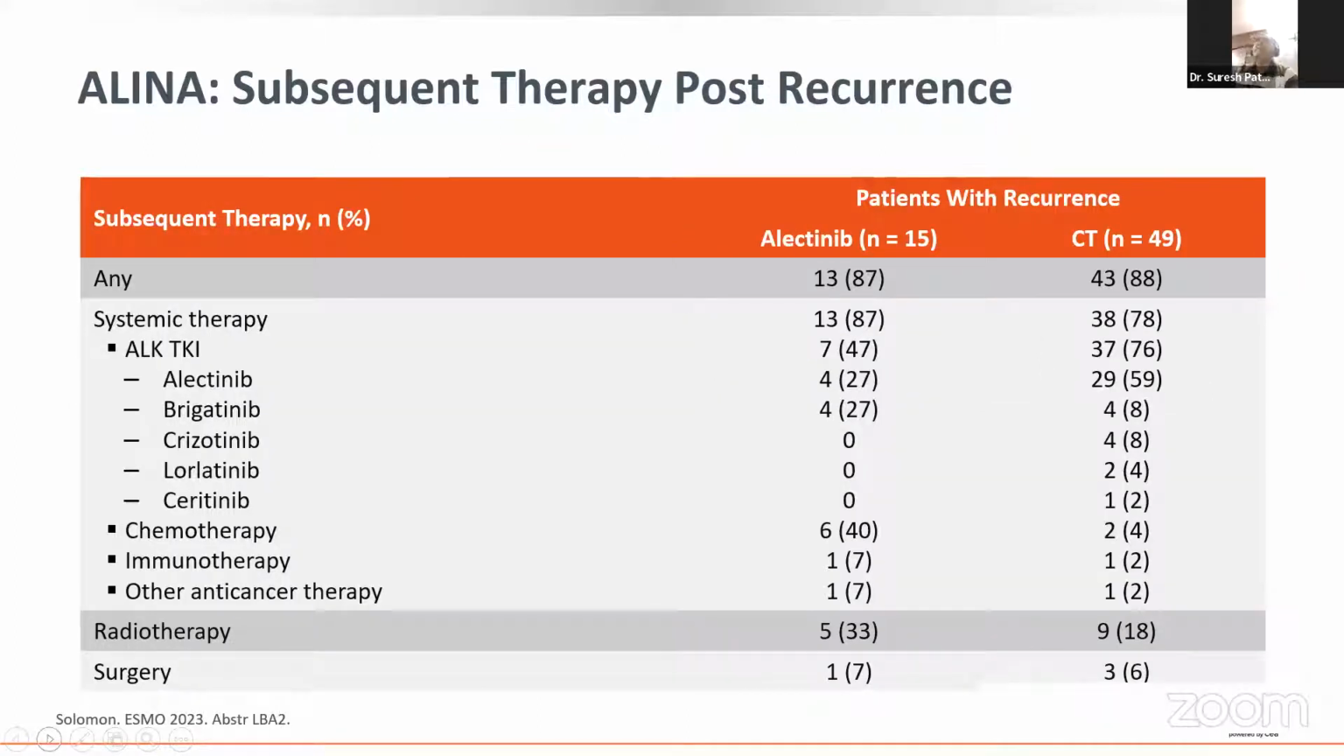So when we discuss the subsequent therapy post recurrence, you can clearly see that only 15 patients had recurrence in the alectinib arm, whereas around 49 patients received subsequent therapy in the chemotherapy arm, with the most common treatment being chemotherapy in the post TKI progression arm. And in the chemotherapy arm, you can see that patients also received TKI and subsequent lines of chemotherapy. Next slide, please.